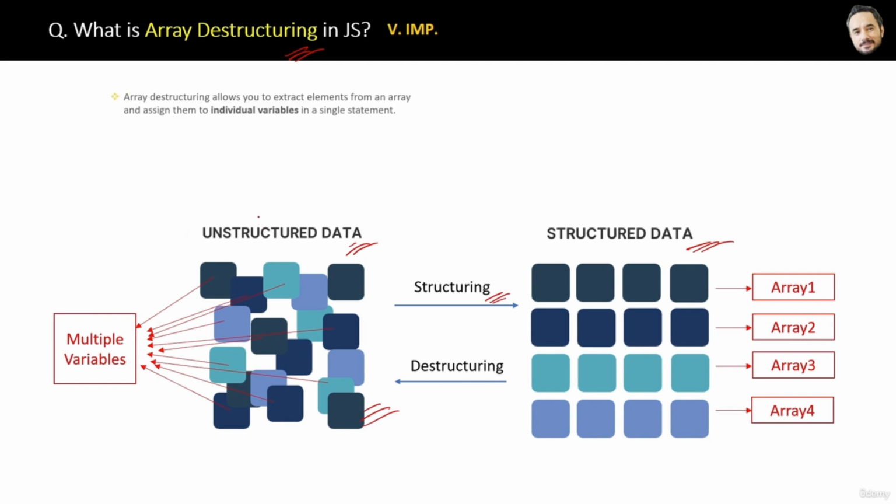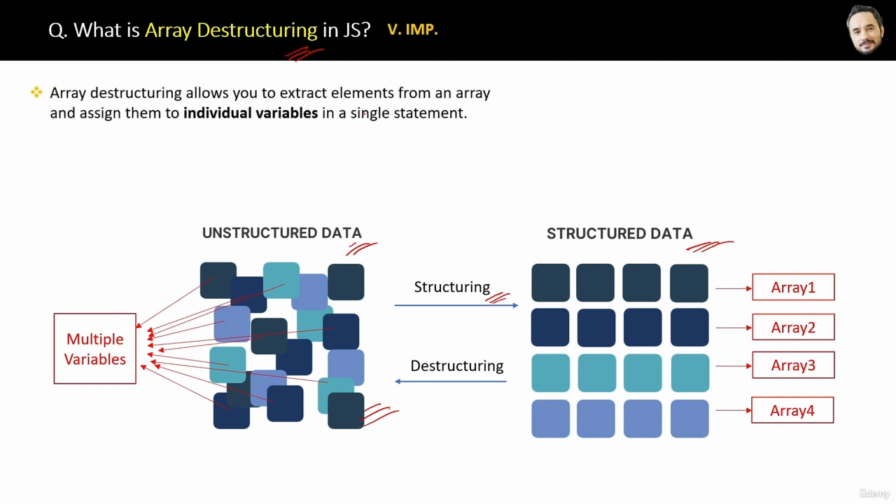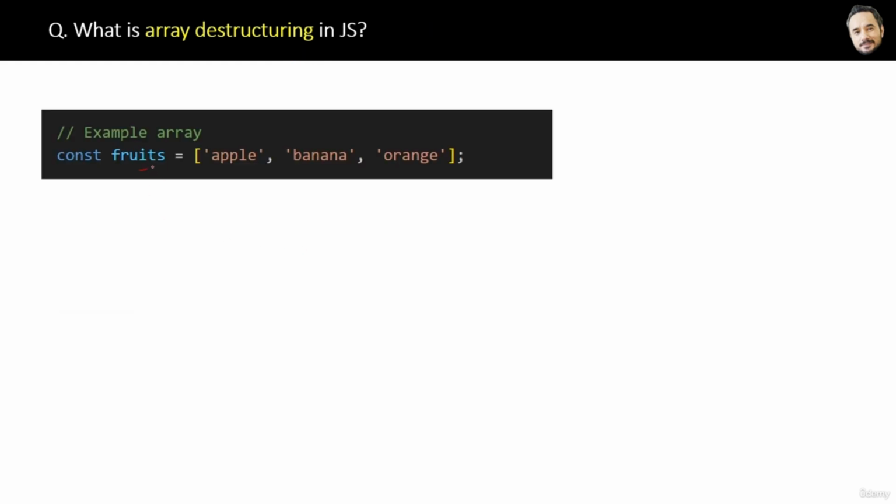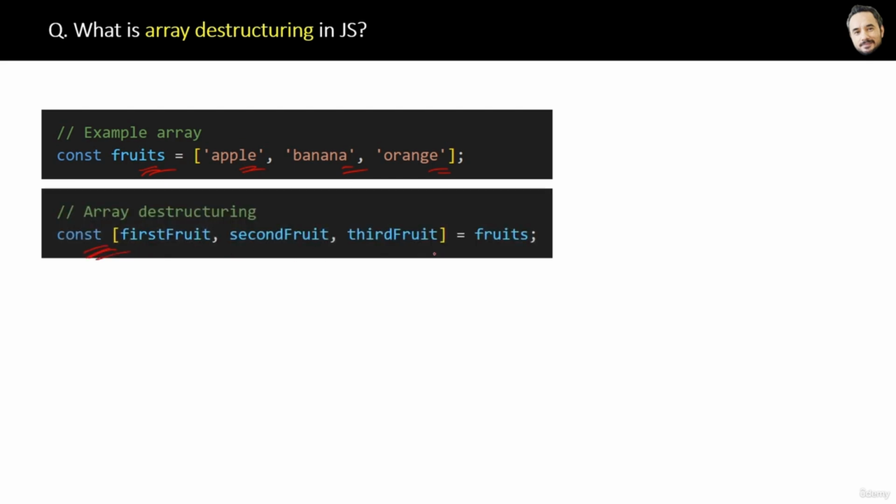The definition is: array destructuring allows you to extract elements from an array and assign them to individual variables in a single statement. The second point is array destructuring was introduced in ECMAScript 6, ES6. Let's see how to do it in code. Suppose we have an array of fruits like this. Now destructuring means assigning this fruit array to a constant like this. This assignment will assign each element of the fruit array to these individual variables: first fruit, second fruit, and third fruit.